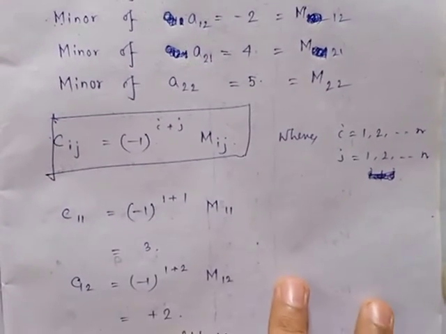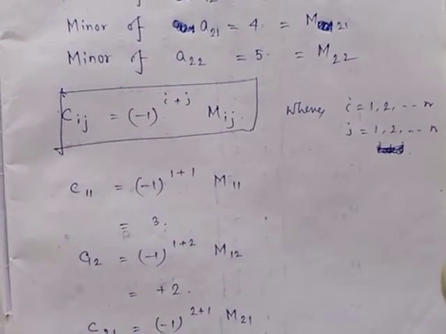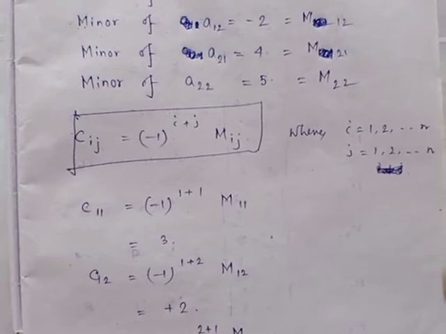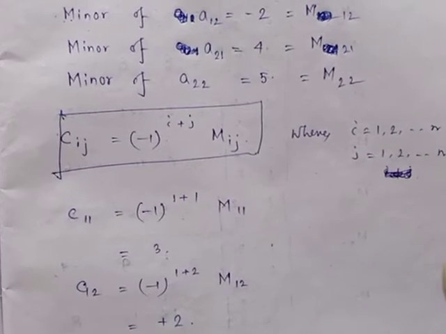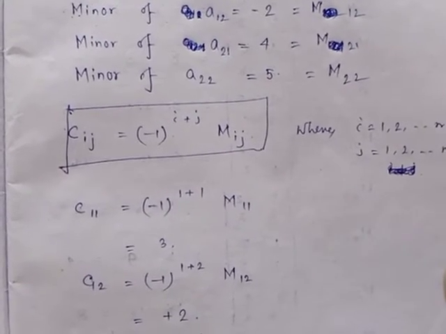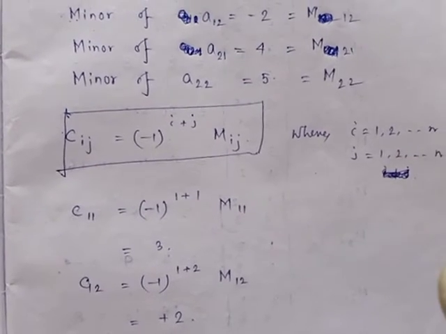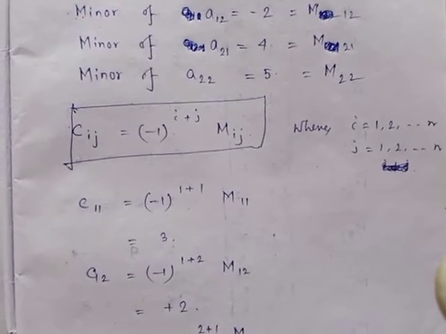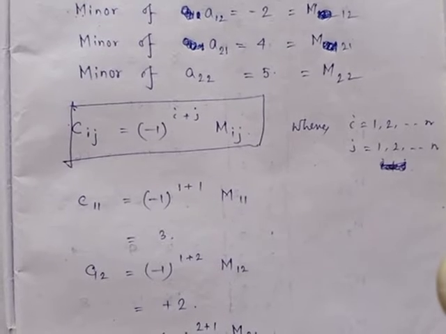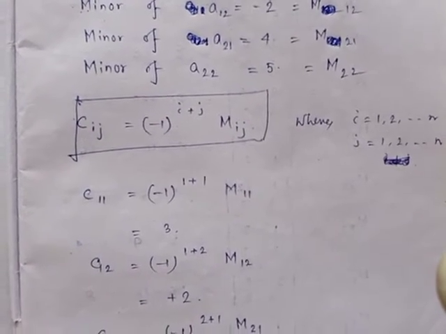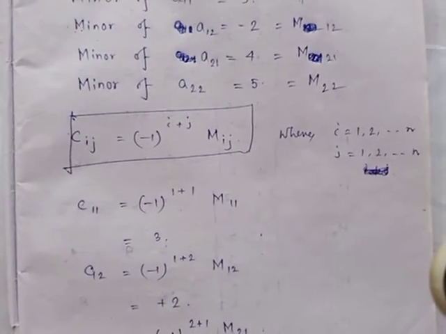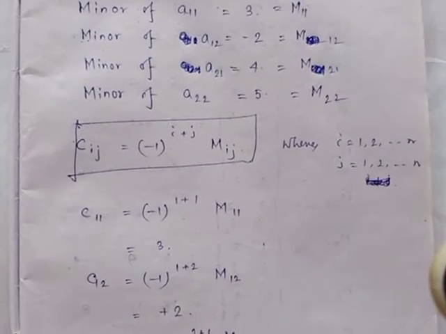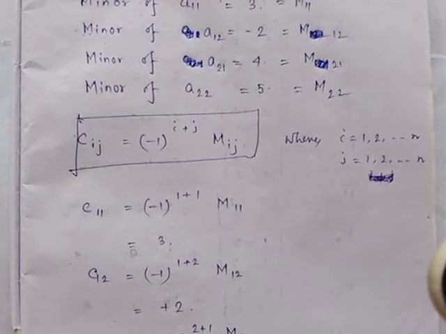Now Cij, the cofactor. Here i goes from 1 to n and j goes from 1 to n, and the formula is Cij equals minus 1 to the power i plus j into Mij. So the cofactor of 11, C11, equals minus 1 to the power 1 plus 1, into M11. The value of M11 we have already calculated, that is 3, and minus 1 to the power 2 is 1. So 1 into 3 is 3.